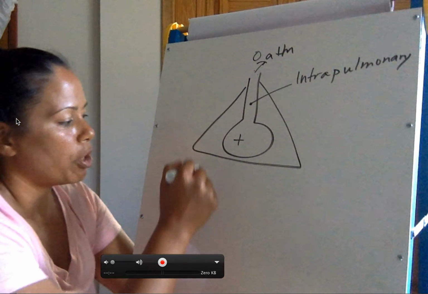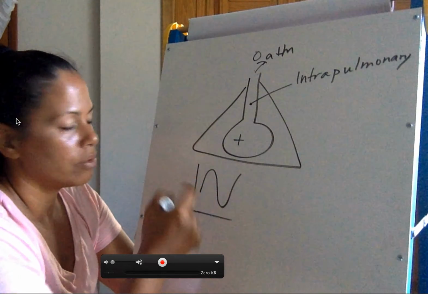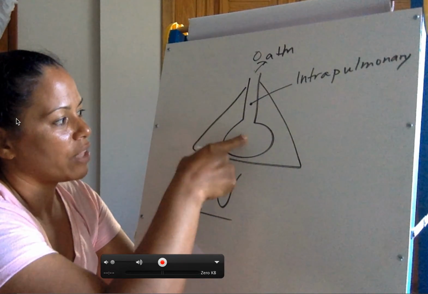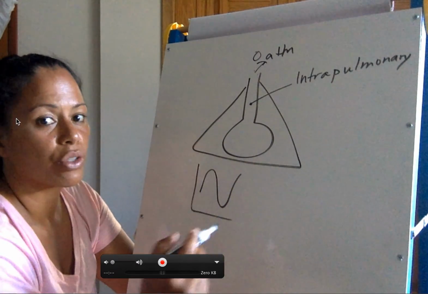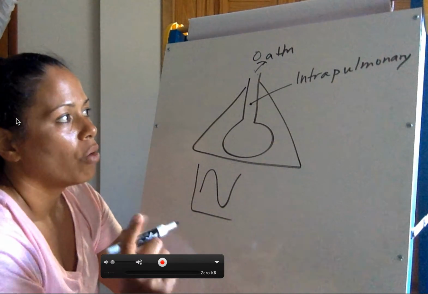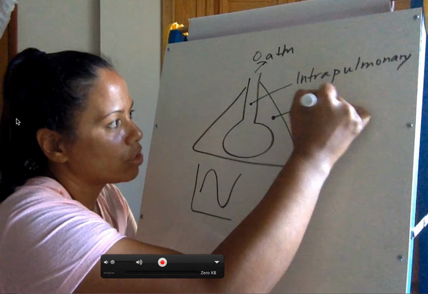So intrapulmonary, if you look at the diagram, has a negative and a positive. At one point, if the pressure on the inside is equal to the outside, then there's no air movement. What is intrapulmonary? What is intrapleural?